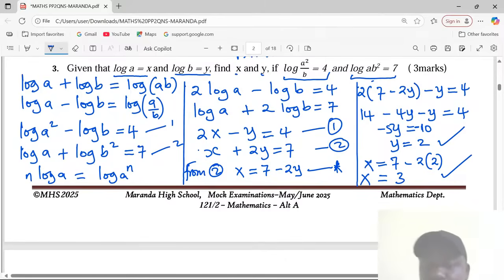That's why I advise people to be aware of simultaneous equations. It is not a must for you to be told to solve the following pair of simultaneous equations. It can just be applied. Like we have seen, it can just appear.